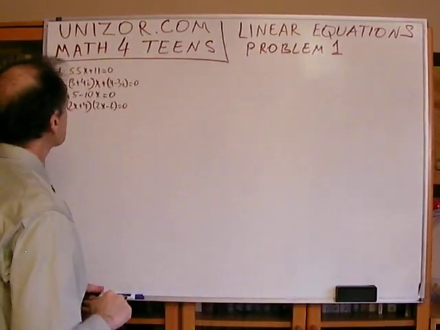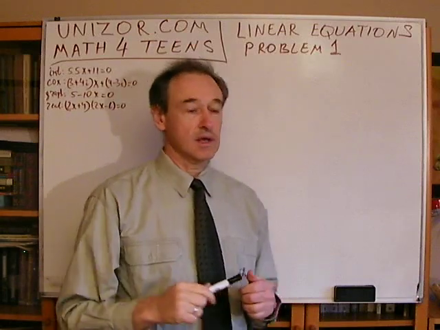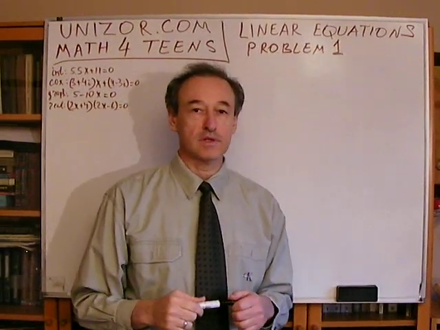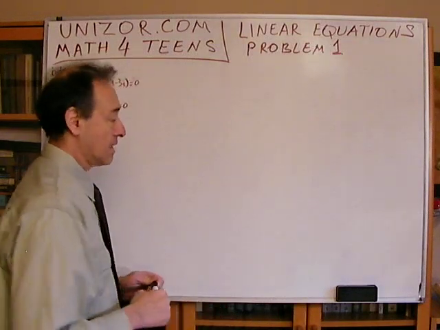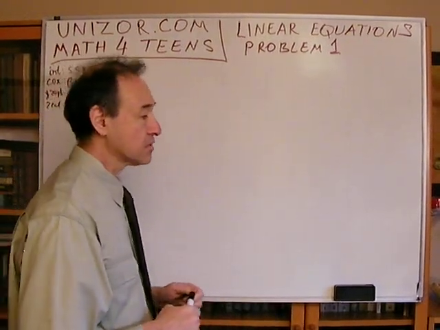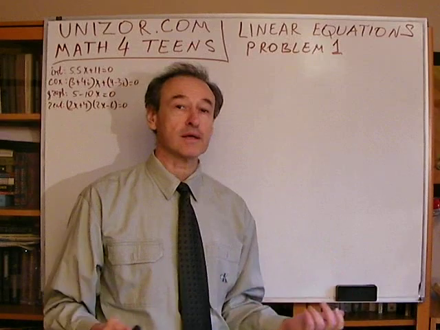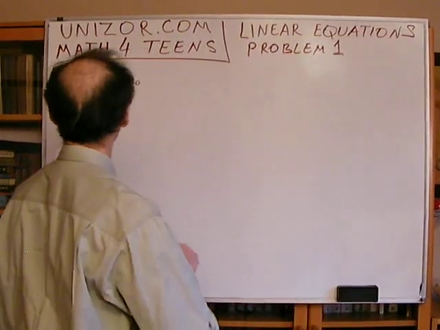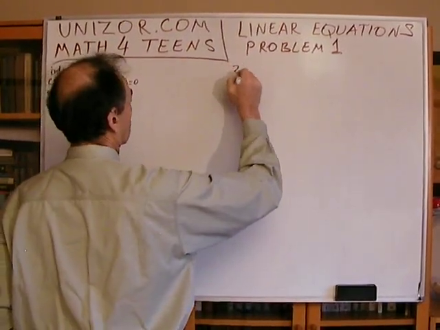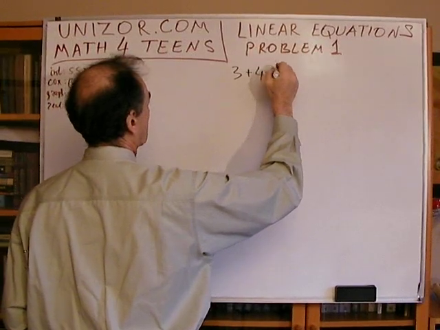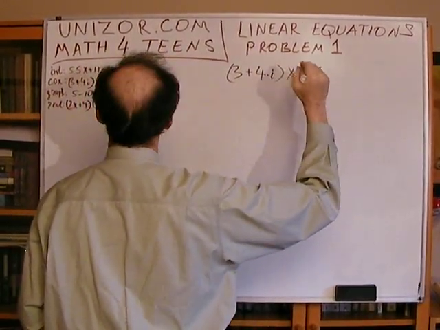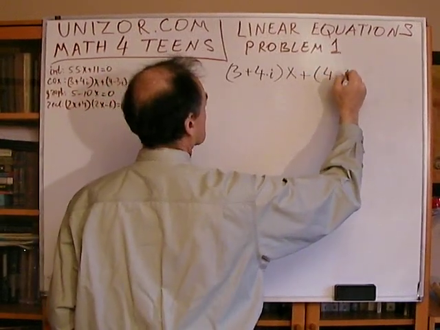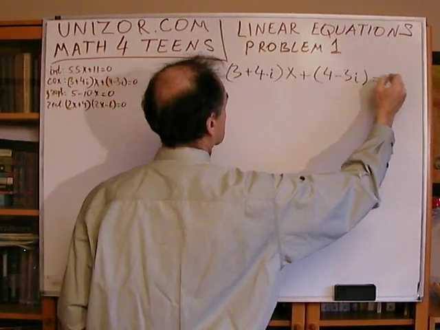Now, the next one is another illustration of the importance of the domain. I have decided that I will solve an equation among the complex numbers. So, here is my example. 3 plus 4i times x plus 4 minus 3i equals to 0.